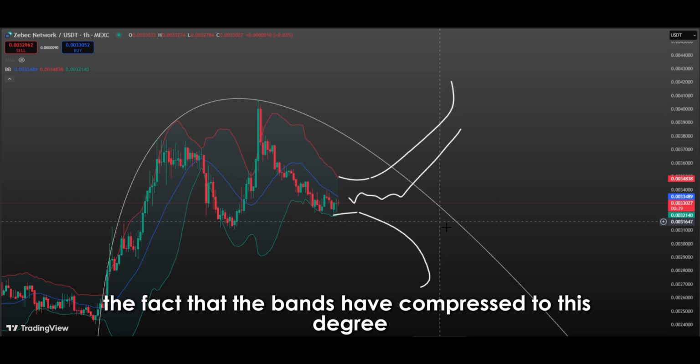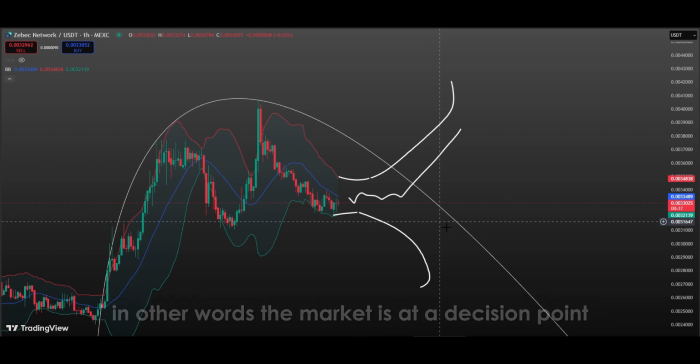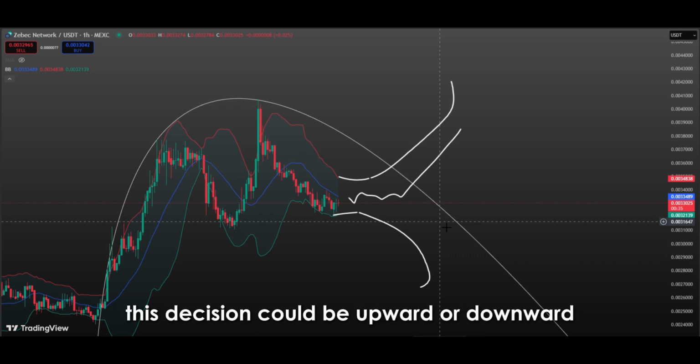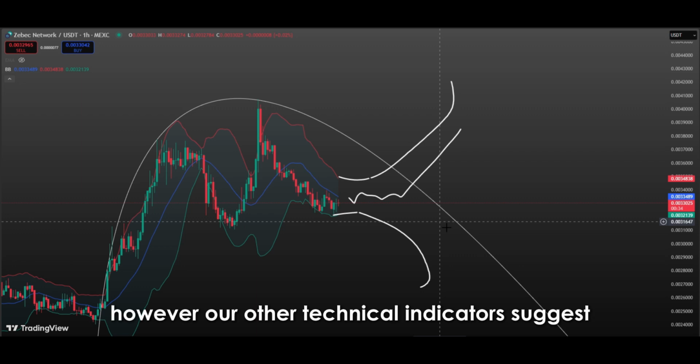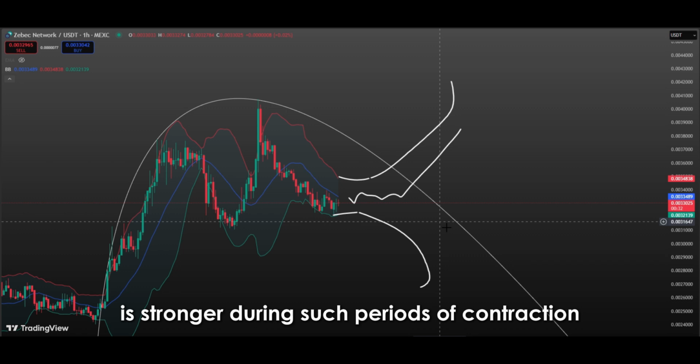The fact that the bands have compressed to this degree shows that the price is about to choose a direction. In other words, the market is at a decision point. This decision could be upward or downward. However, our other technical indicators suggest that the likelihood of an upward move is stronger.